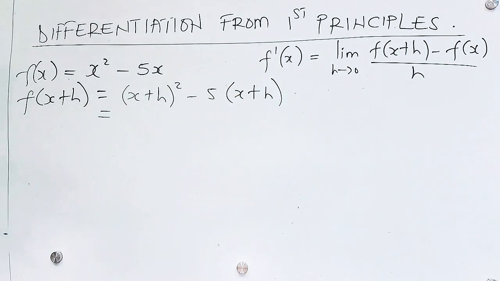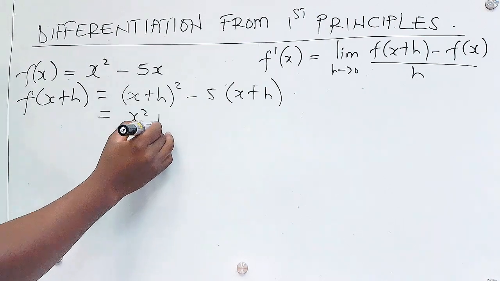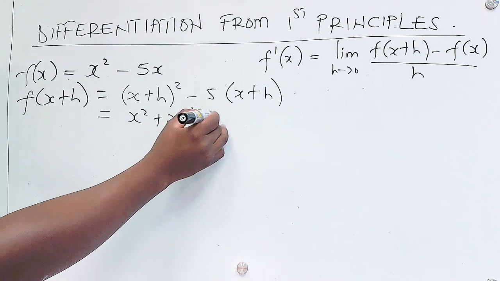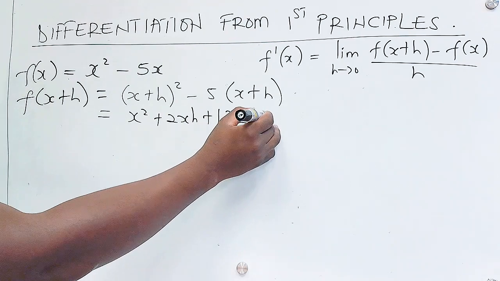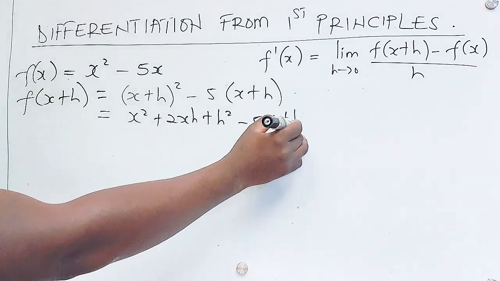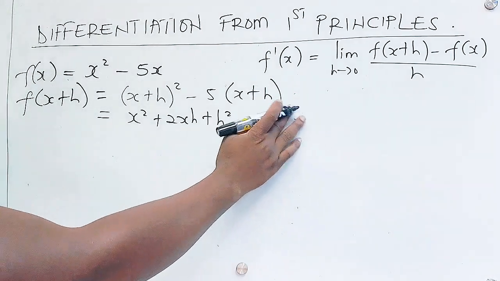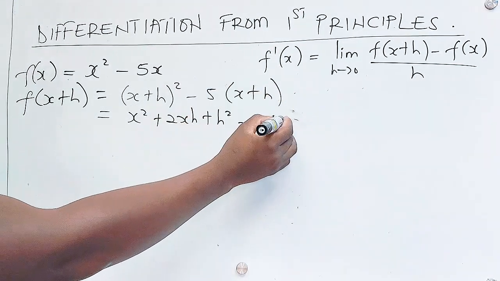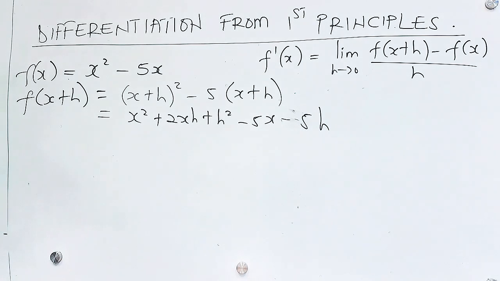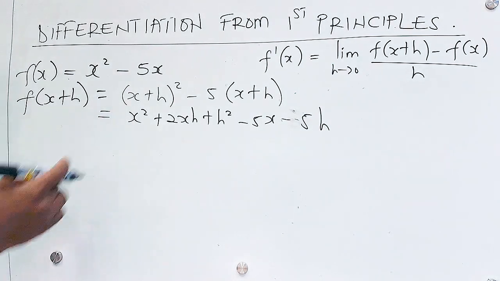Then we expand. This gives x squared plus 2xh plus h squared minus 5x plus h. Oh, it's 5h. Minus times plus is minus 5h. So this is our f of x plus h.